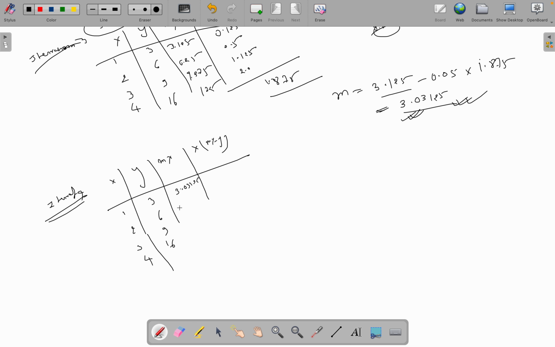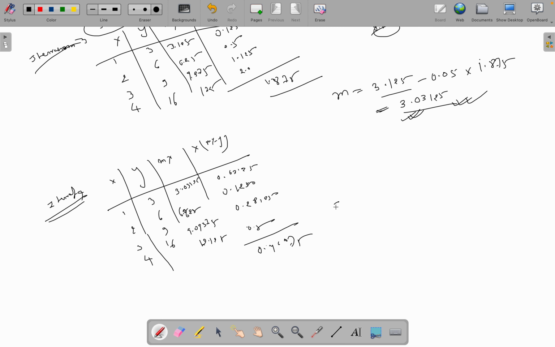is 3.03125. This value will be 6.0625, 9.09375, this value will be 12.125, and when you do this you will get 0.03125, 0.1250, the third value will be 0.28125, and this will be 0.5. So when you add this and divide it by 2, you will get 0.46875.